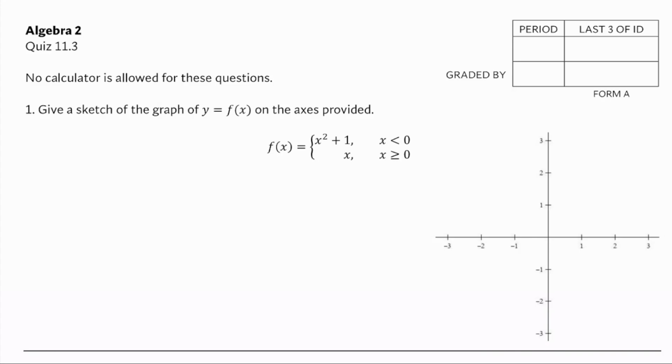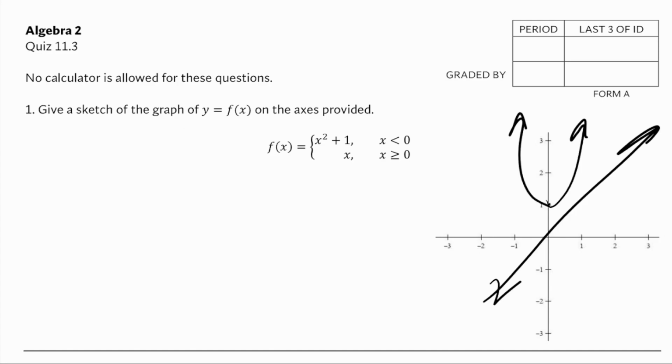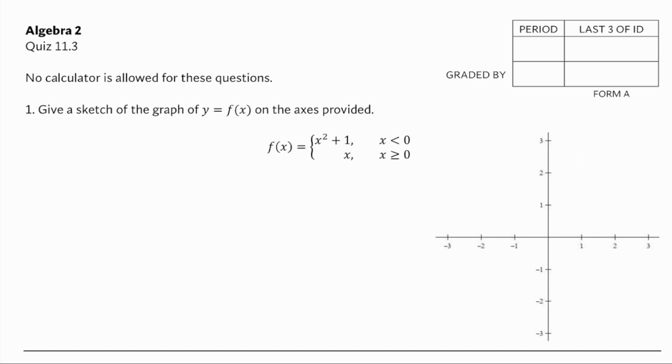Welcome. In this video, we're going to be working a quiz over piecewise defined functions. So we're going to start by just giving a sketch of the graph of y equals f of x on the provided axes. When we see y equals x squared plus 1 and y equals x on different domains, we're not just going to draw y equals x squared plus 1 and y equals x and call it a day. We're going to have to restrict our view here, and maybe we can draw a little more carefully than that.